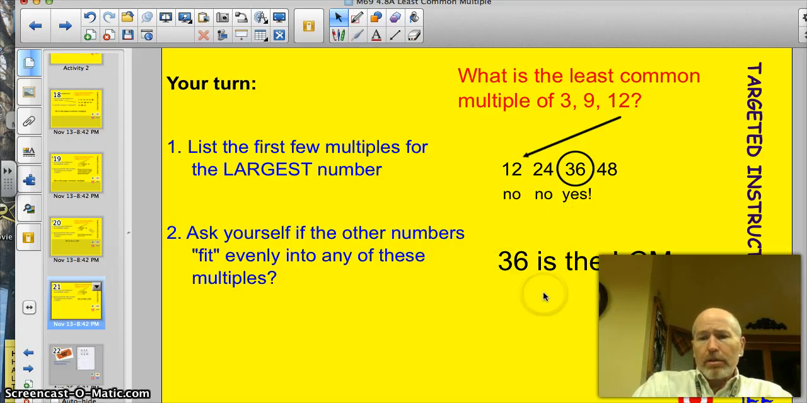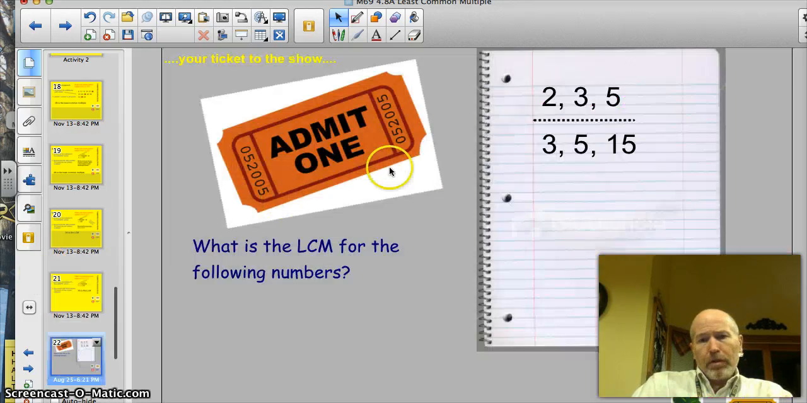Yes, it does. So 36 then is the least common multiple between these three numbers. Okay? All right. Here's your ticket to the show. Find the least common multiple for these two different sets of numbers. And I'll just pause for a second so you can copy those down. Okay, do you remember which number you're going to start with if you're using my approach? That's right. Start with the largest.